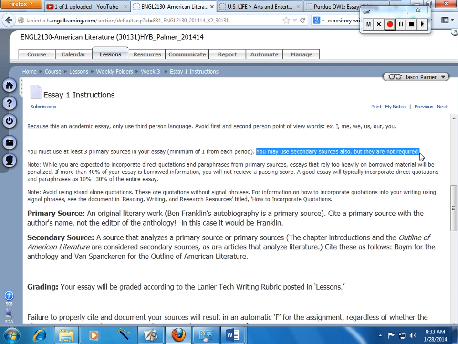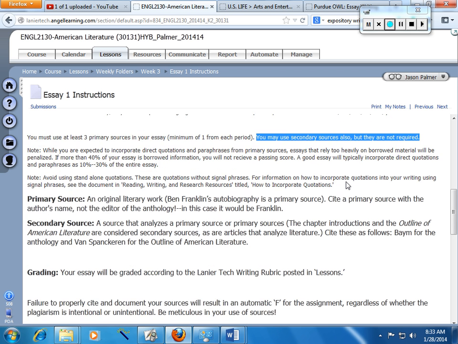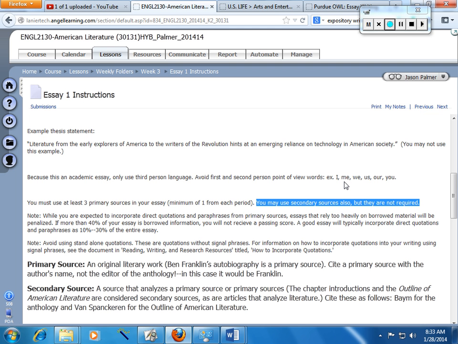Same thing with the Outline of American Literature. That's considered a secondary source. You can use those if you want, but only after you've already covered your first 3. Everybody good on that? And the primary sources, they've talked about themselves. The primary sources are the actual poems, the actual letters, the actual stories that were written by the famous authors that we're studying. These secondary sources must come from the textbook also.